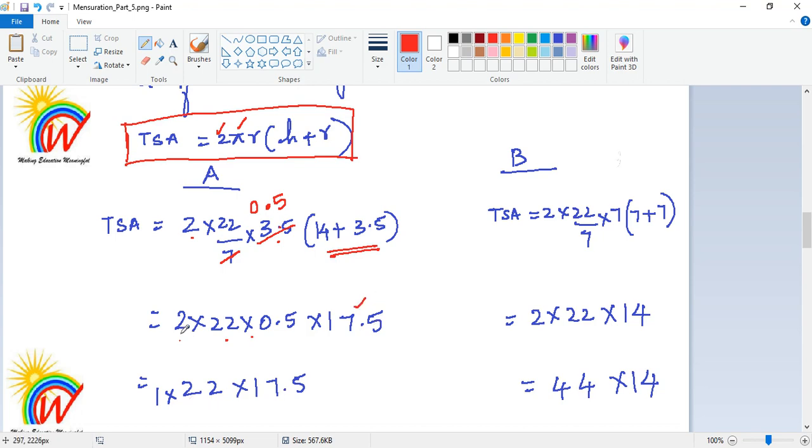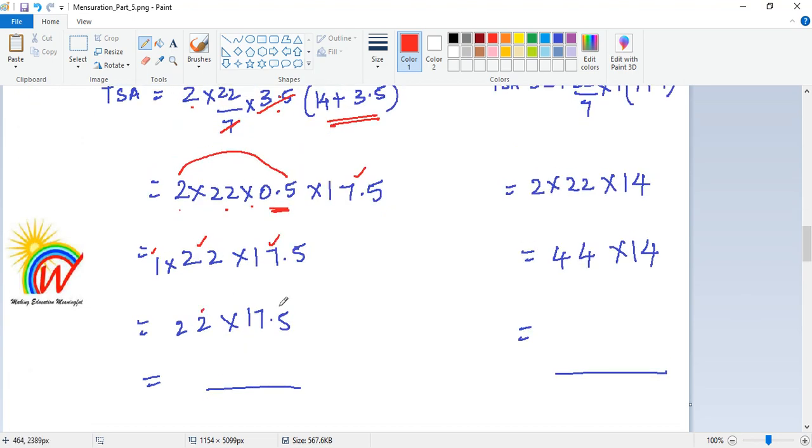So I get 2 into 0.5 is 1. See, if you have half, 0.5 is nothing but half, right? Half plus half is going to give you 1, right? So that is what you are getting. 2 into 0.5 is 1. And you have 22 into 17.5. Okay. So 1 into 22 is 22 into 17.5.